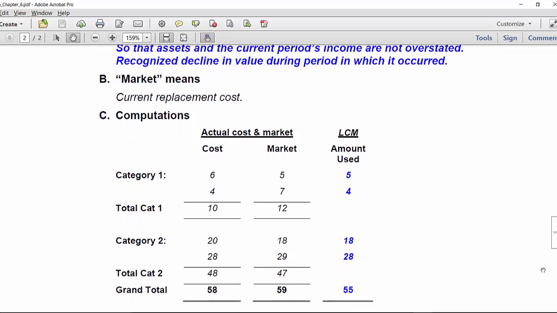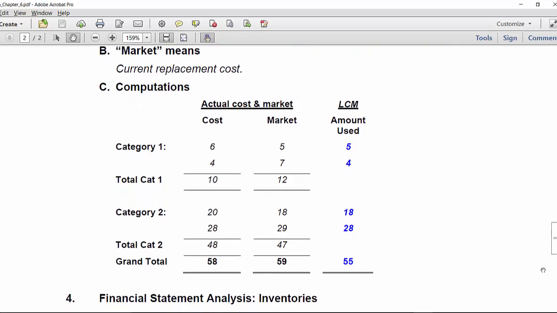Notice though, in the grand scheme of things, our total cost of inventory was $58, but now since we've used lower of cost or market, we're going to have to adjust it down to $55. That means if this is thousands or hundred thousands or millions of dollars, they have a $3 adjustment in our ending inventory, and as a result, there's also a $3 increase in our cost of goods sold, or an account like cost of goods sold.